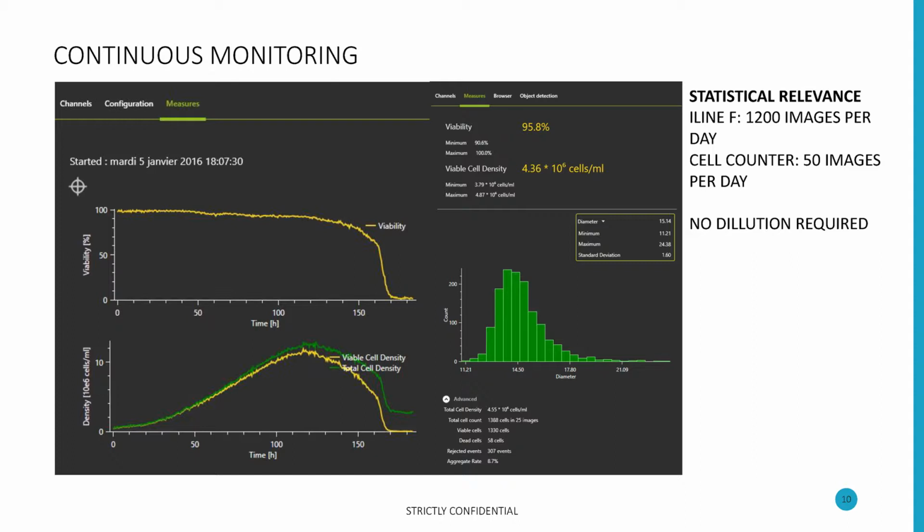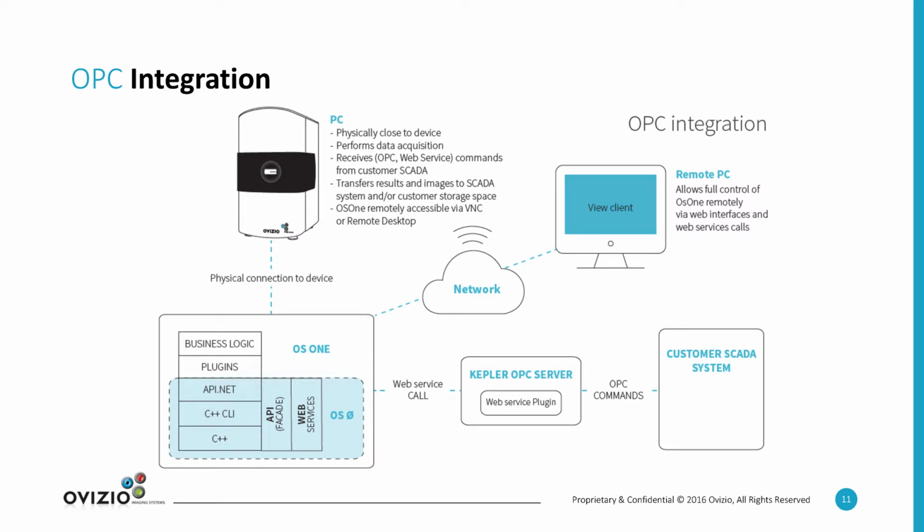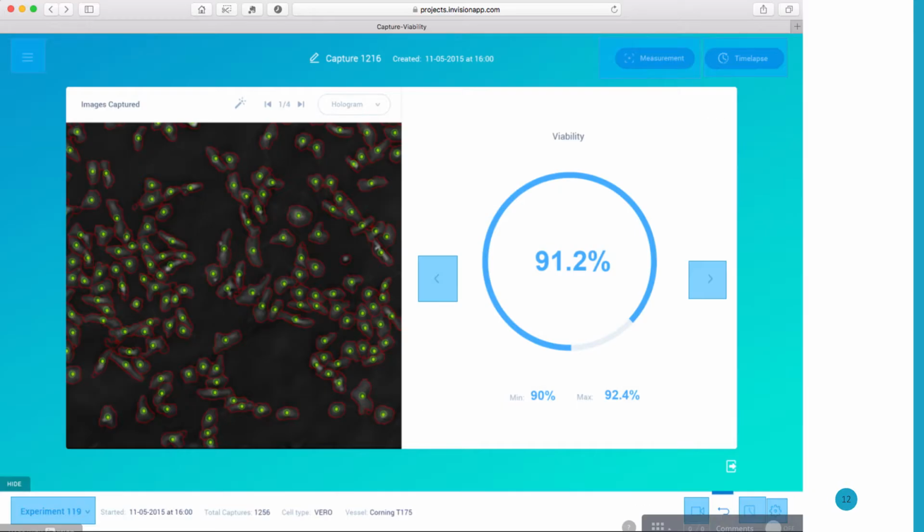And on top of that, we do not require any dilution. One other feature that we have is that we can incorporate our software into any OPC-ready software to create feedback loops, or via a web browser or a web interface to look at your culture from a distance. So you do not have to be in the lab during the weekend or at night to look at your culture. You can just log into the system and have a look if everything is okay.